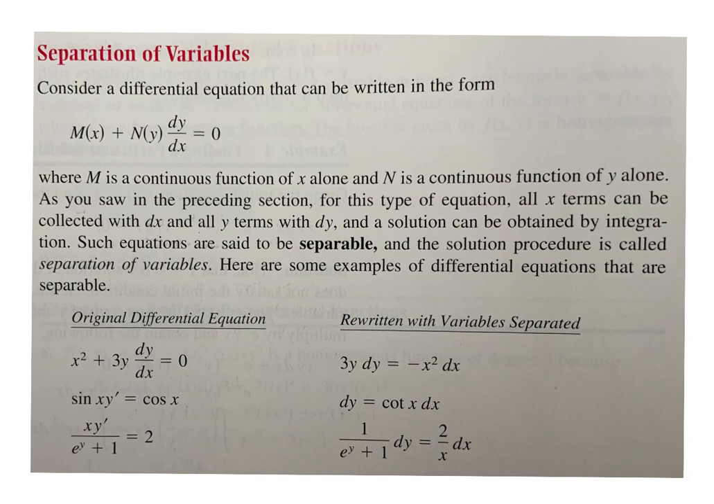And so they give us some examples. We have this little guy here, x squared plus 3y dy dx. We're going to move all our x's to one side and multiply by that dx. So it can be written like this. We would rewrite it that way.